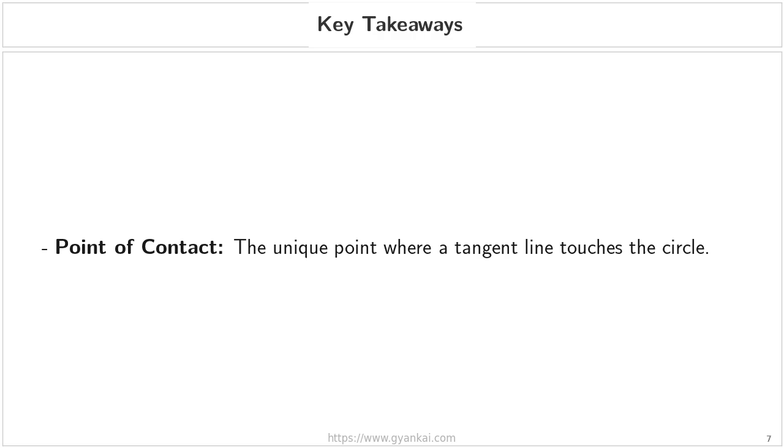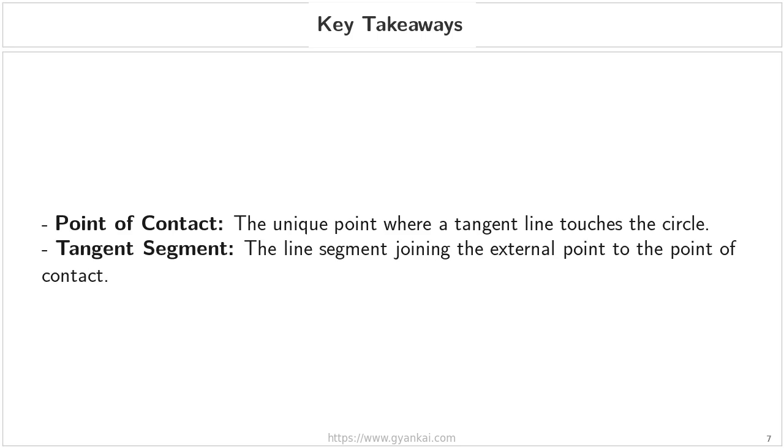First, remember the point of contact. This is that one, unique, special point where the tangent line just barely grazes the edge of the circle without ever entering its interior. Next, we have the tangent segment. As we discussed in our step-by-step breakdown, we aren't looking at the infinite line, but specifically the line segment that connects our external point, point P, directly to that point of contact.